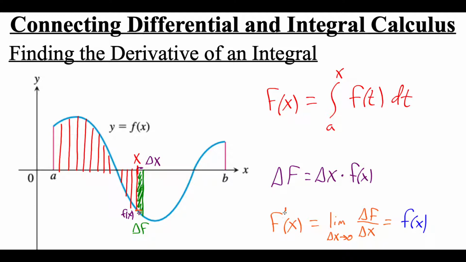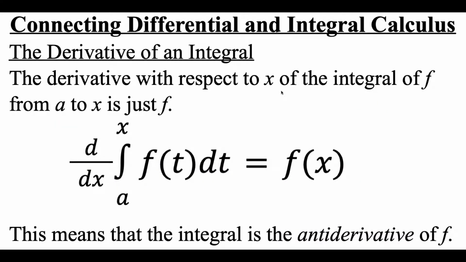So we can say that the derivative of our accumulator function, which is the same as our integral, so the derivative of that integral is really just equal to f of x, the function itself. Now this turns out to be a really important idea in integral calculus. The derivative with respect to x of the integral of some function f from a to x is just the function f itself. So we can see in here that we're doing the derivative of the integral of some f function from a to x, and the derivative of that integral is just the f of x function. So that means that this integral is the antiderivative of our function f.